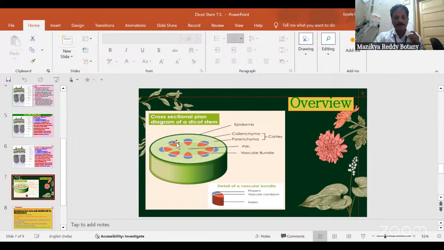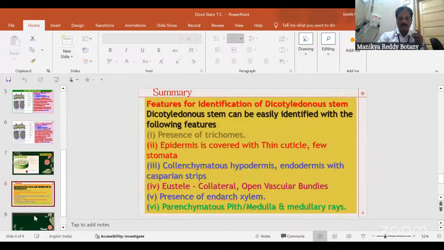There is a strip. You can see a white color ring-like structure. That is called cambium ring. At the time of secondary growth, this cambium ring is formed. Between xylem and phloem, there is a strip of cambium. That's why this vascular bundle is called open type of vascular bundle. Open type of bundle. Let me conclude.